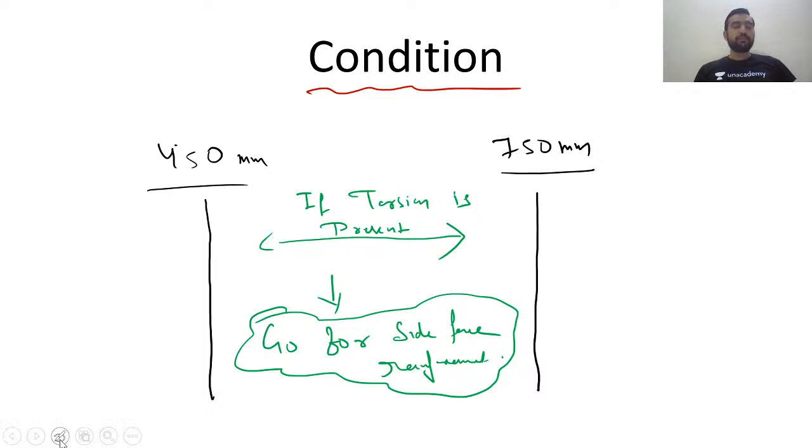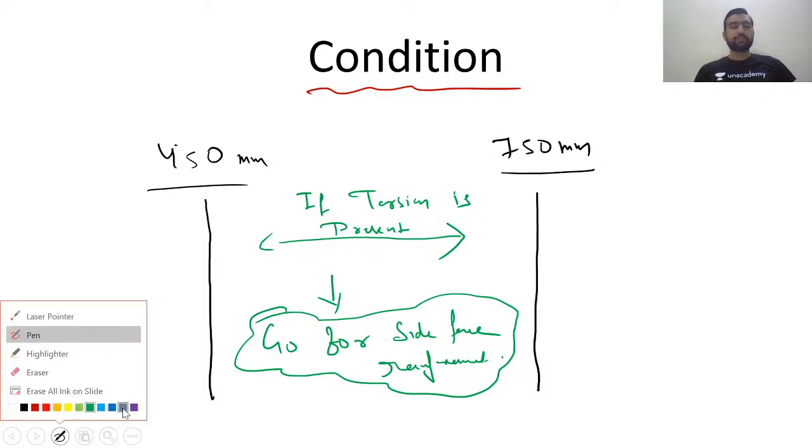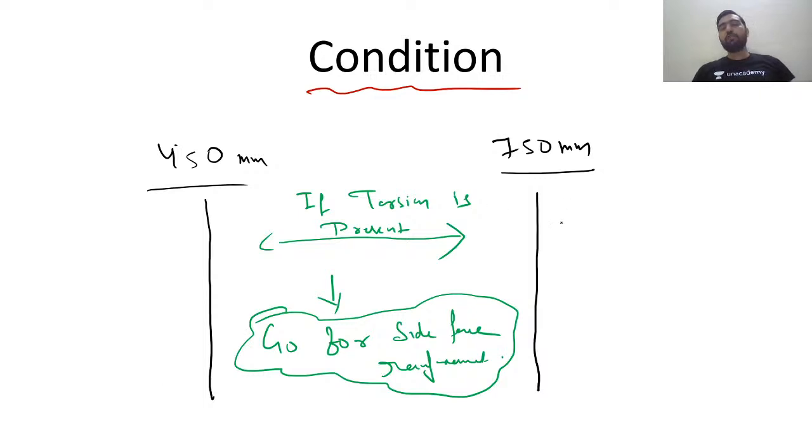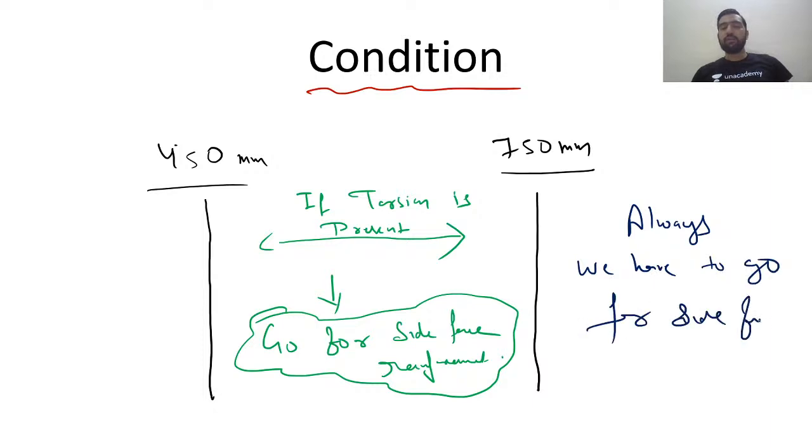Second case is, if the depth of the beam is greater than 750 mm, and even if torsion is not there, here we have to always go for side face reinforcement. Okay.